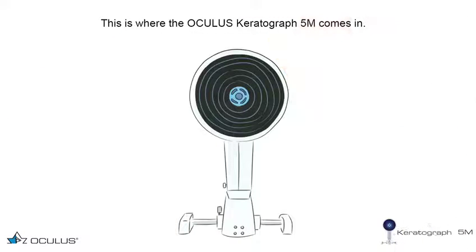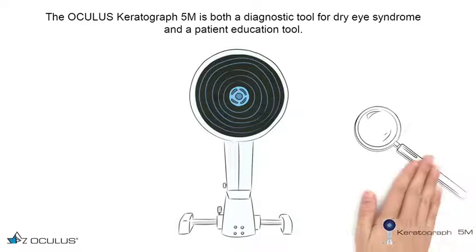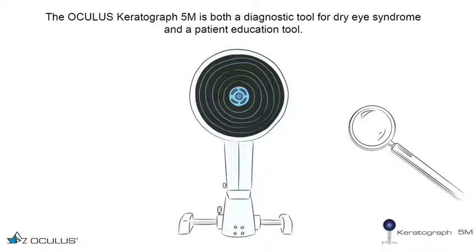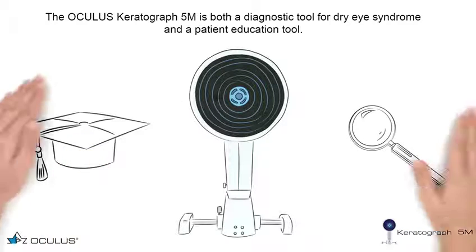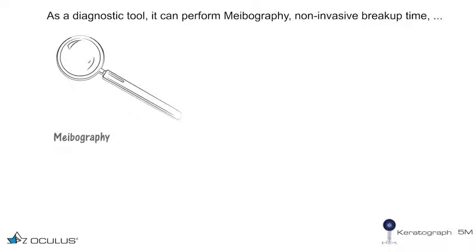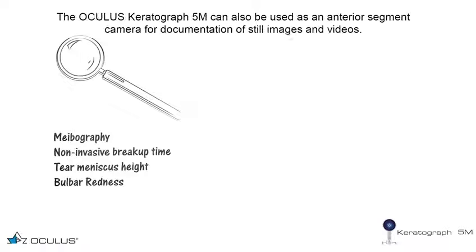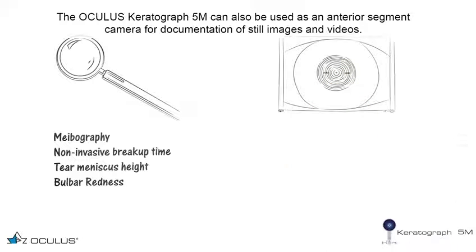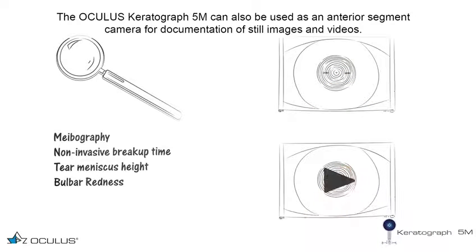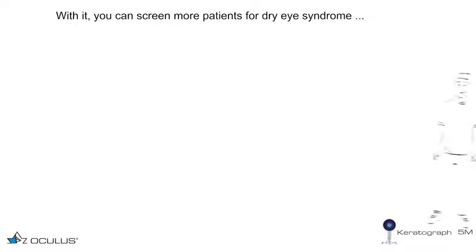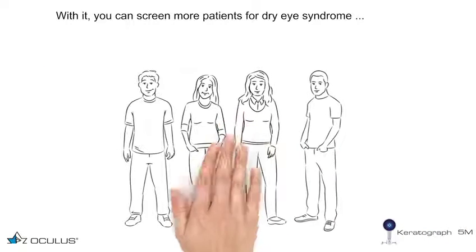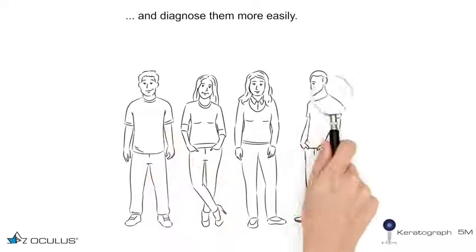This is where the OCULUS KM5 5M comes in. The OCULUS KM5 5M is both a diagnostic tool for dry eye syndrome and a patient education tool. As a diagnostic tool, it can perform meibography, non-invasive breakup time, tear meniscus height, and bulbar redness tests. The OCULUS KM5 5M can also be used as an anterior segment camera for documentation of still images and videos. With it, you can screen more patients for dry eye syndrome and diagnose them more easily.